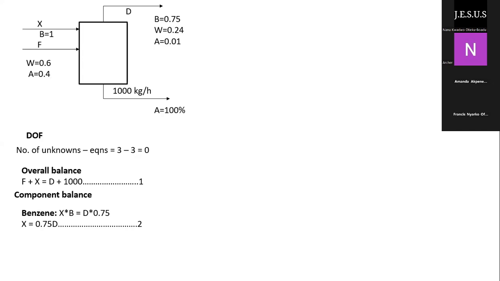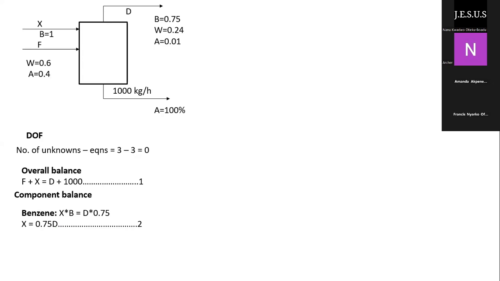So if we consider benzene, let's look at all the streams that have benzene. Stream X has benzene, stream D has benzene. And if we want to find the flow rate of a component, it's the same as multiplying the mass fraction by the flow rate of the whole. If I multiply the mass fraction here, which is 1, by X, I'll get the flow rate of benzene in that stream. If I multiply 0.75 by D, I'll get the flow rate of benzene in that stream. And the input is equal to the output. So that's what we have in equation 2. So we have X is equal to 0.75D.